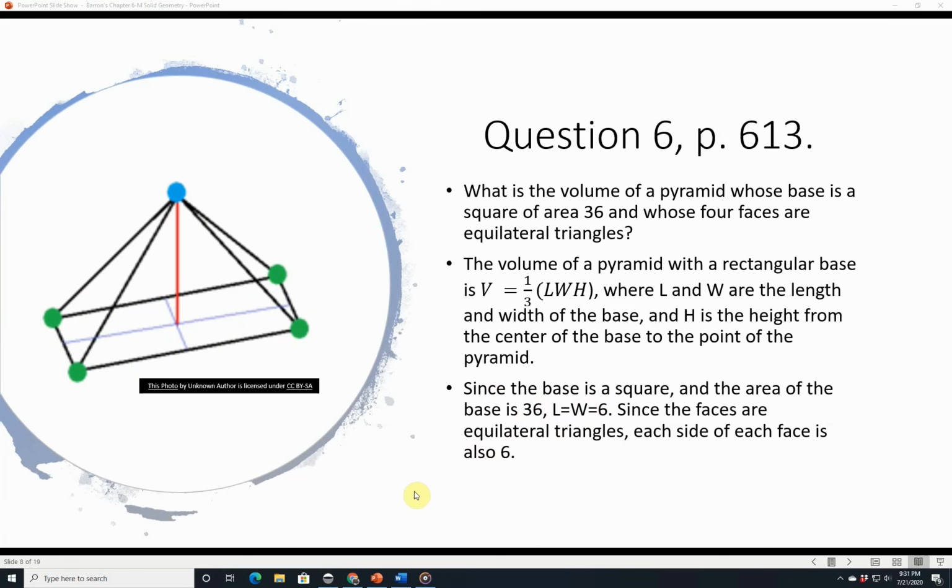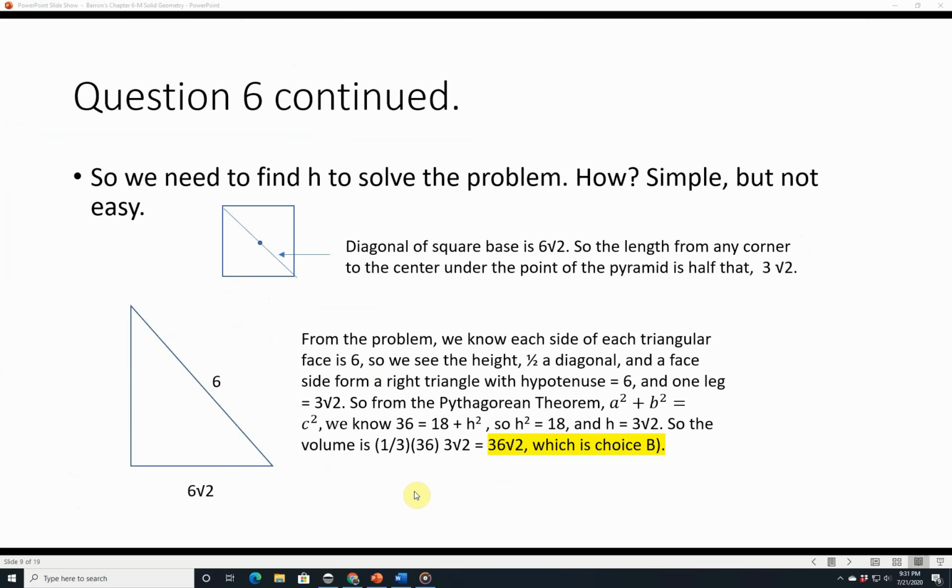Just like the six sheep's 6. Okay, anyway. Alright, so question 6 continued. So, we need to find H to solve the problem. How? Well, it's simple, but it's not exactly easy.